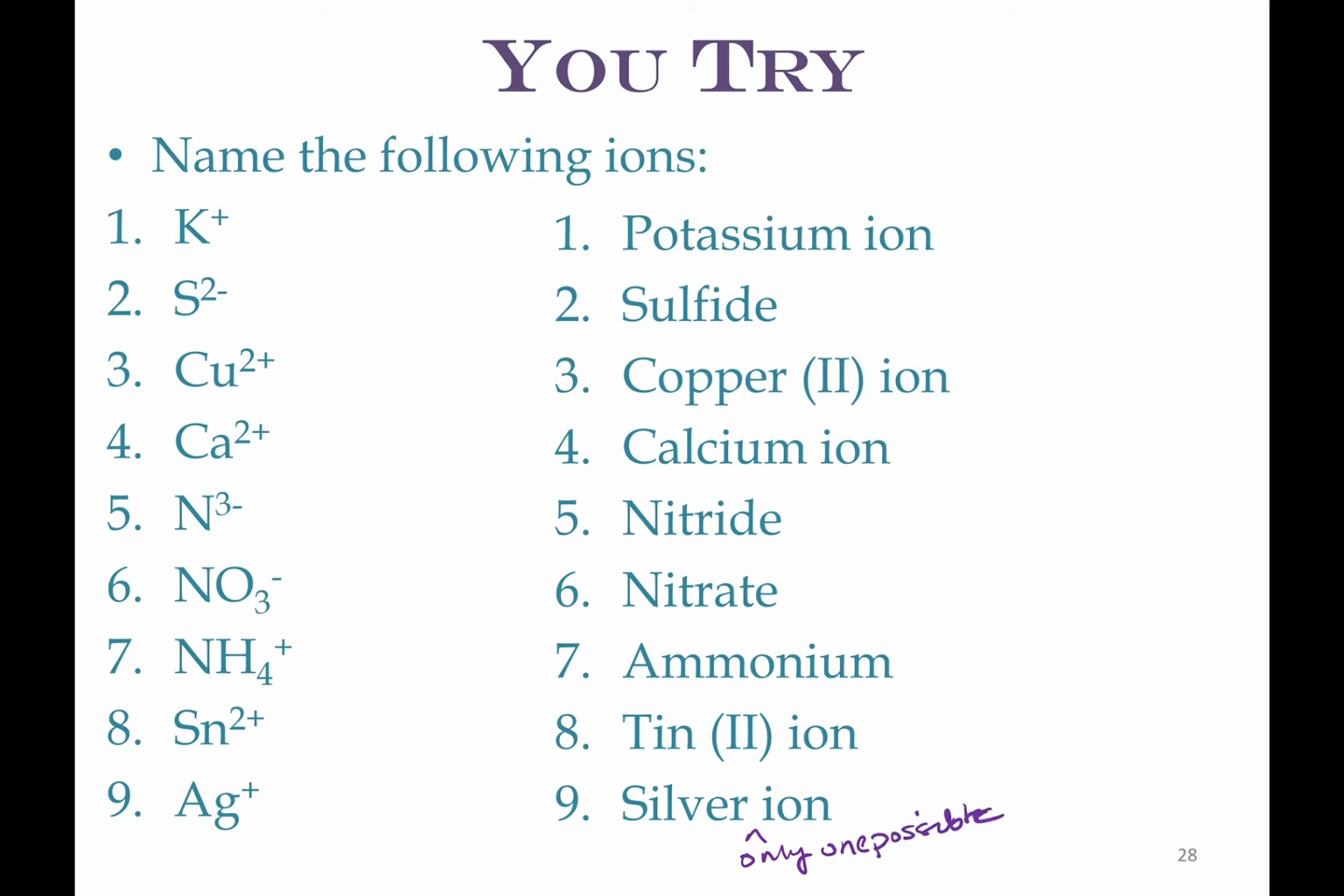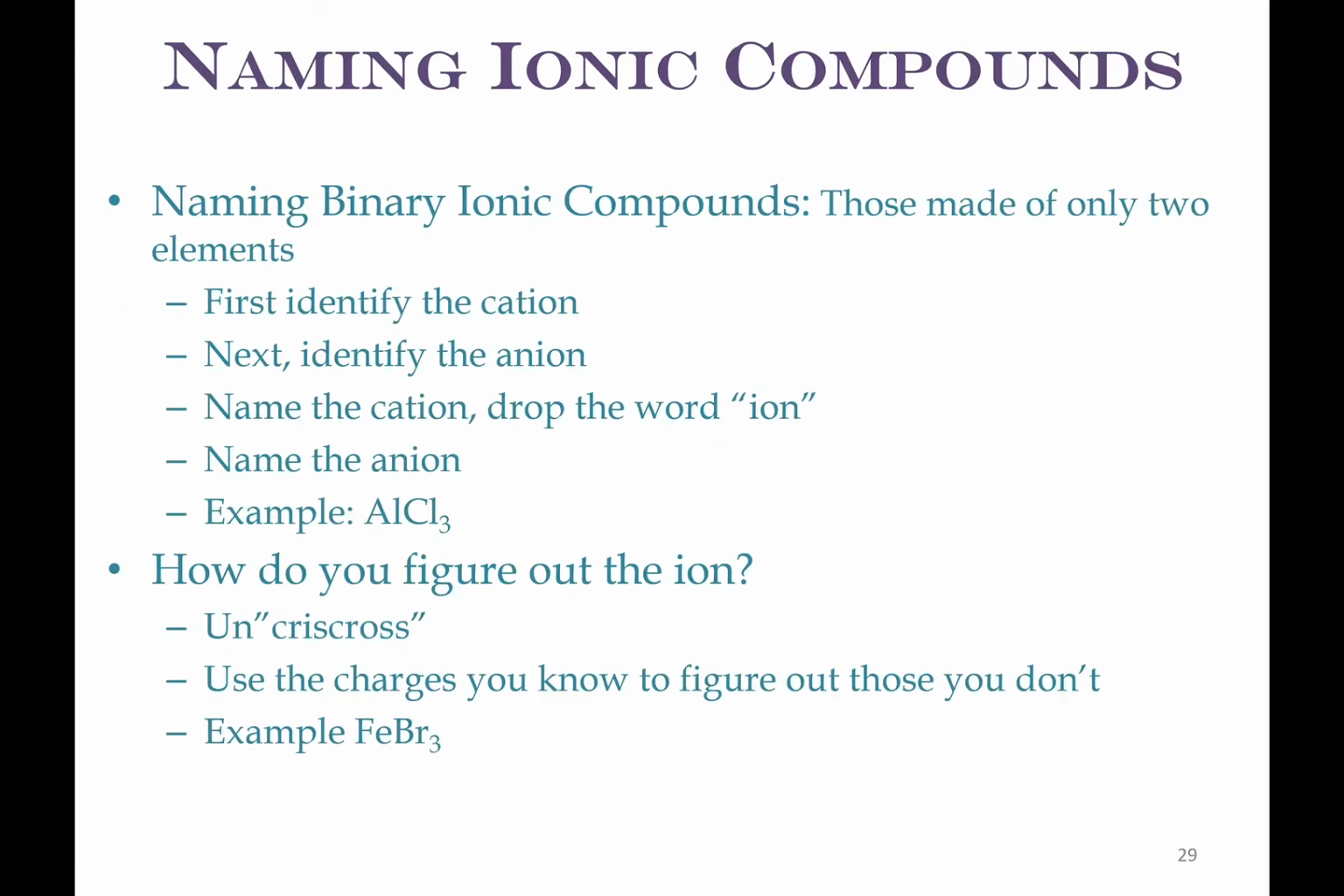Good. All right, moving on. So naming binary ionic compounds. A binary ionic compound is one that's made up of only two elements. So two different elements, but we're going to kind of stretch this and use it for the rest of it, but this is the way your book went. First you identify the cation, then you identify the anion. Name the cation, drop the word ion, then name the anion.